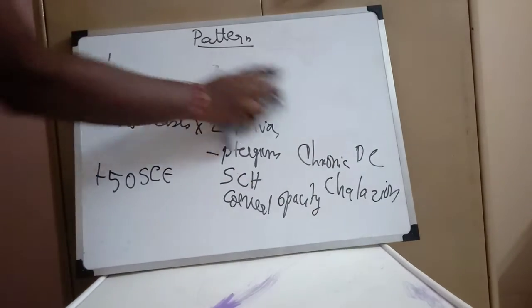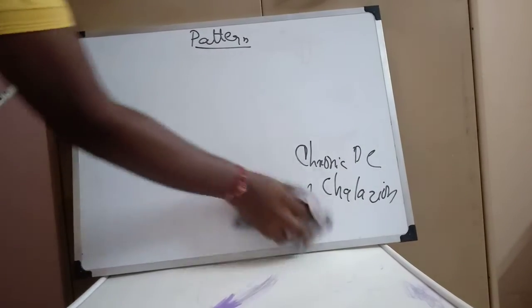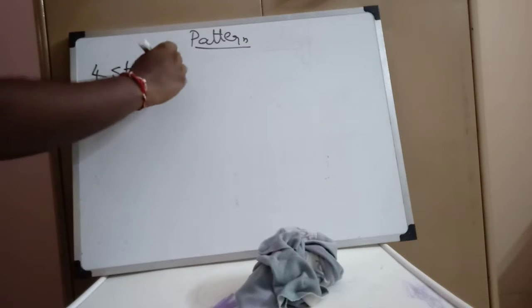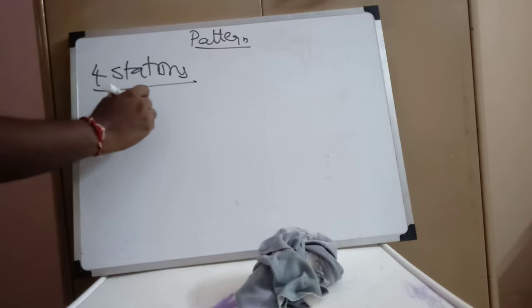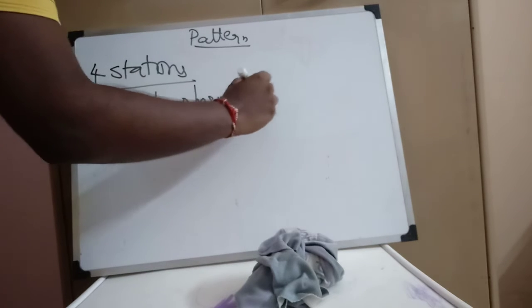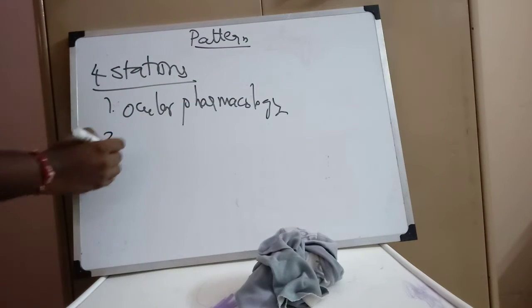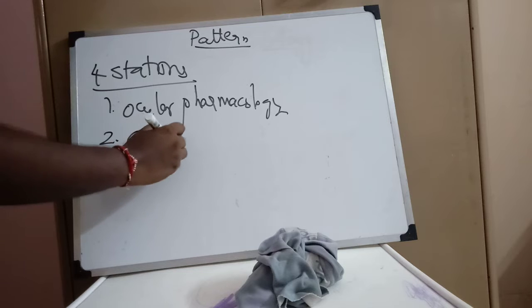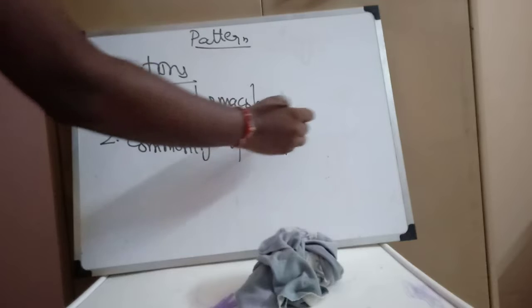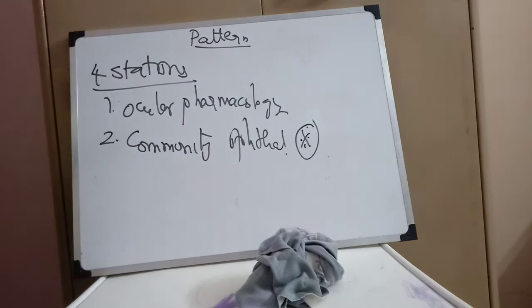Then after lunch you are going to have 4 stations in the afternoon. The first station is going to be ocular pharmacology. The second station is going to be community ophthalmology. Please know, community ophthalmology is very important for both your theory as well as your practical, and you can even cover an entire essay question or a short note if you read this in SPM also.